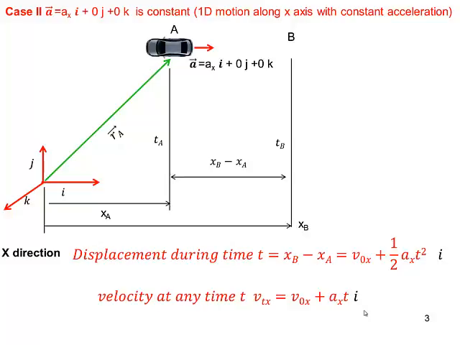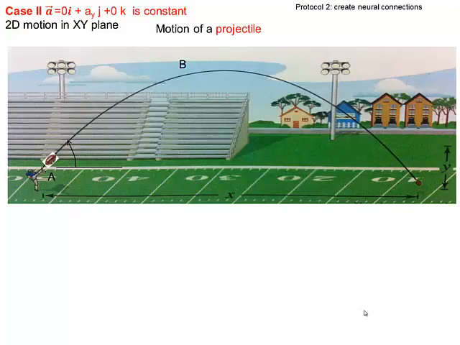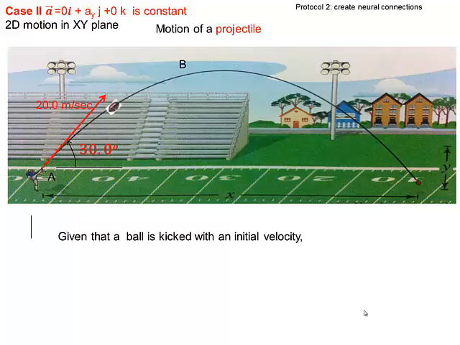A typical example of two-dimensional motion is a projectile, for example punting of a football. This is two-dimensional motion with constant acceleration of minus g meter per second square in the j direction. In this example, the player kicks the ball and provides an impulsive force to the ball so that it flies off the ground. Let us assume that the ball is kicked with an initial velocity of 20 meters per second at an inclination of 30 degrees to the horizontal.